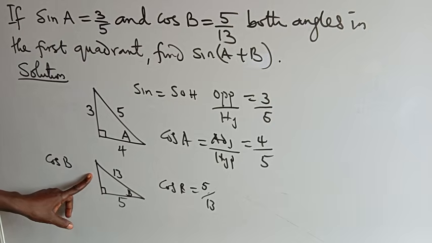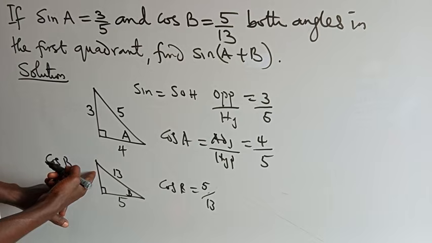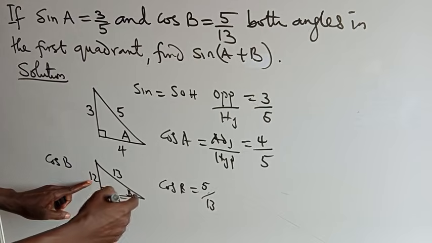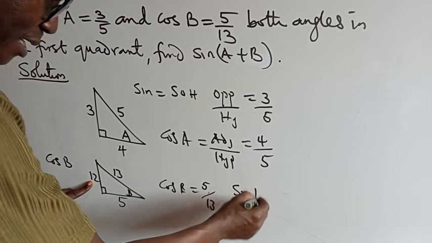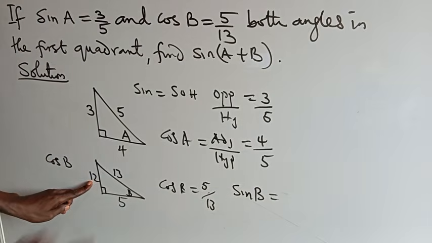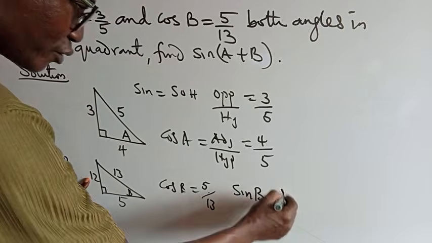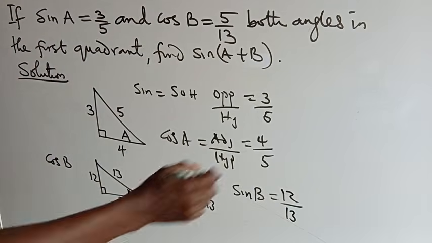So you want to find the opposite side there. Using Pythagoras principle, the square of the hypotenuse equals the square of this plus the square of this. 12 will be here if you use Pythagoras theorem to find the top side. Now that we have the opposite side, sine B is, from SOHCAHTOA, opposite over hypotenuse. The opposite side is 12 and the hypotenuse side is 13.